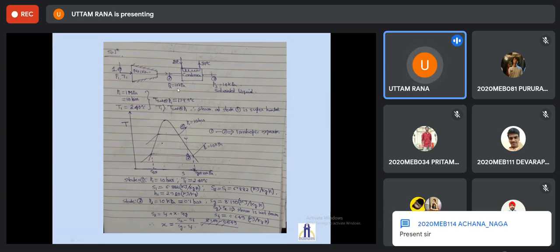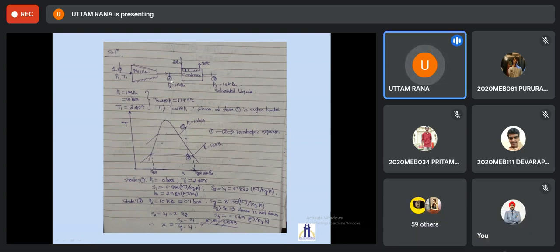Now process 1 to 2, what is the process in a nozzle? It's an isentropic process. If you consider the process to be reversible and adiabatic, of course it is adiabatic, but over and above that, we are considering the process to be also reversible. So it is an isentropic process. So 1 to 2 is an isentropic process in the TS diagram. We have also seen the TS diagram.